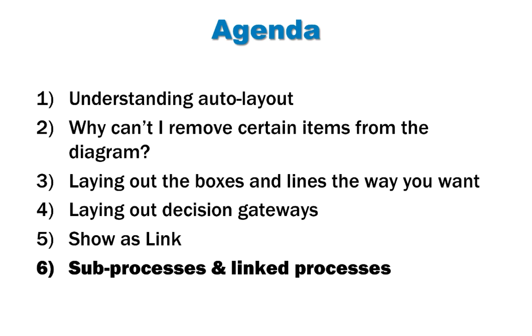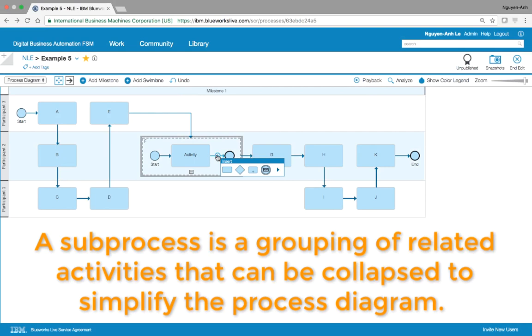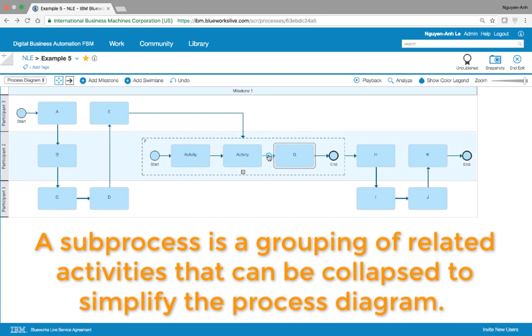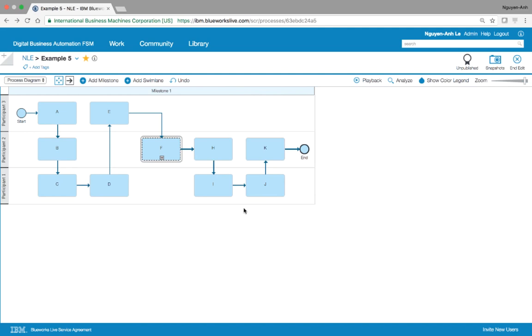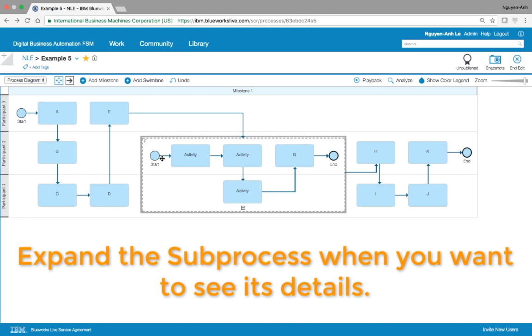Sometimes there are just way too many activities in your diagram. One thing you can do is convert them to subprocesses. Within a subprocess, you can insert more activities, or you can drag them from your main diagram into the subprocess. When you collapse the subprocess, you can see that it saves a lot of space, and then you can click again to expand it.